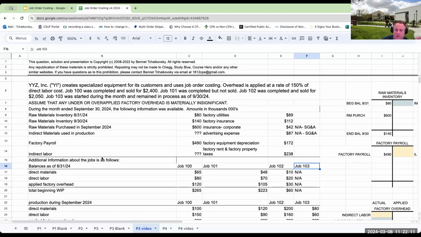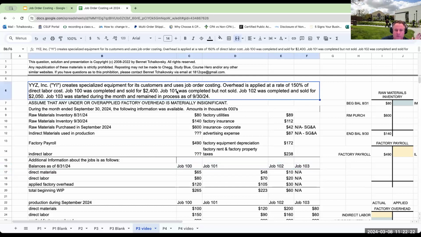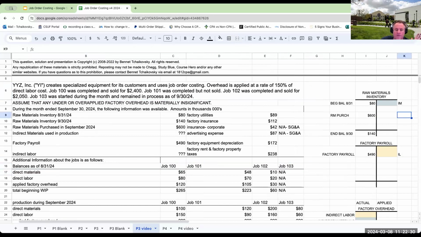So now coming over here, I have 4 different jobs: job 100, job 101, job 102, and job 103. And it tells me a little bit of things about here. Job 100 was completed and sold for 2,400. What does that mean?